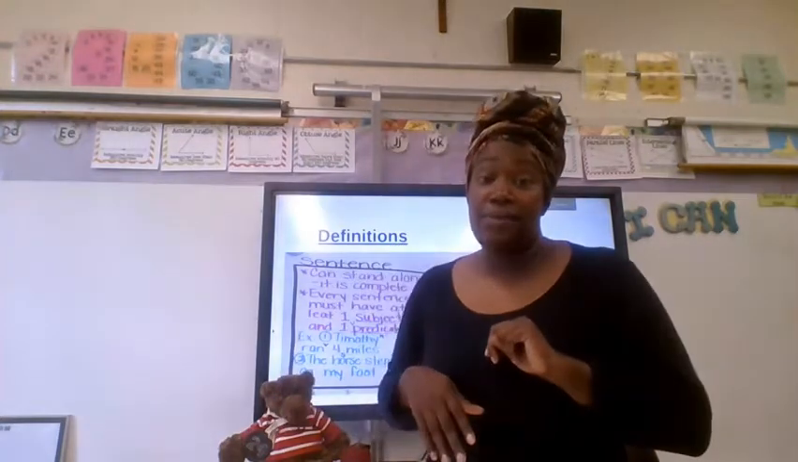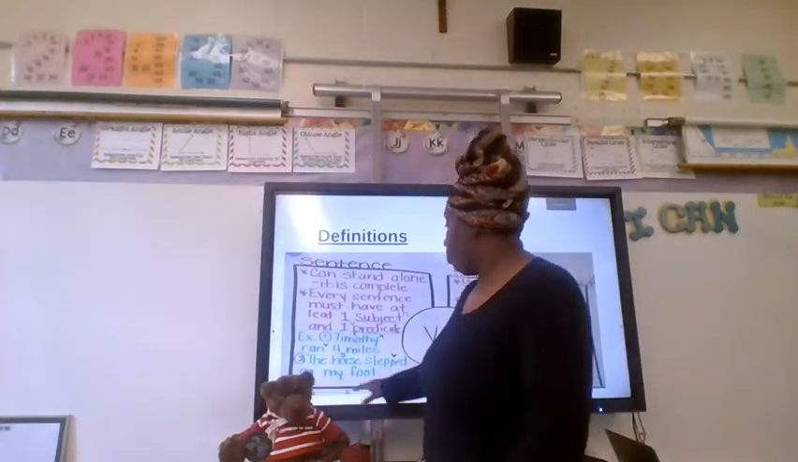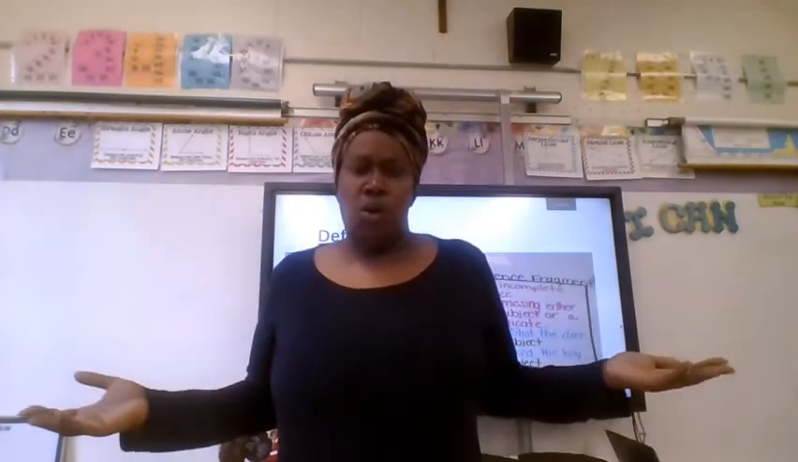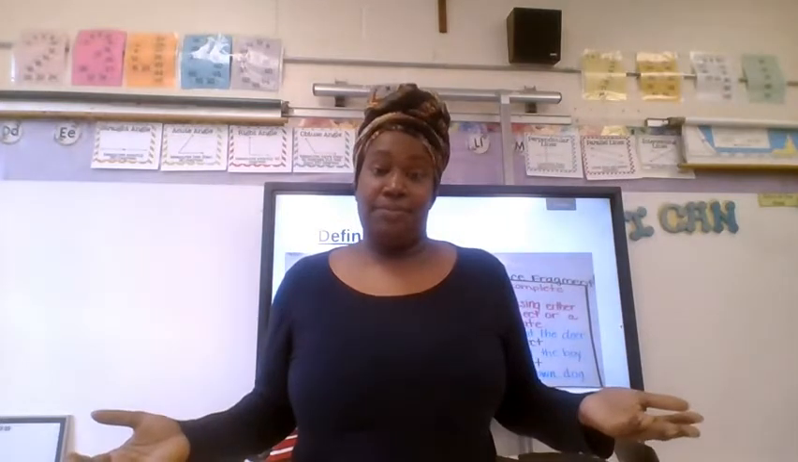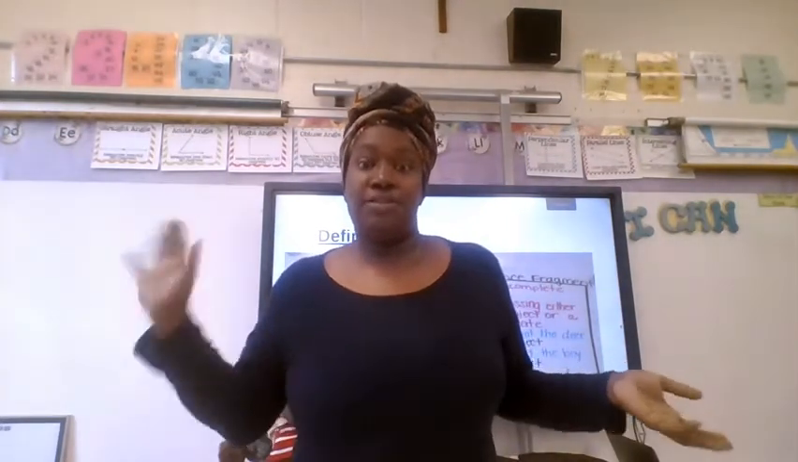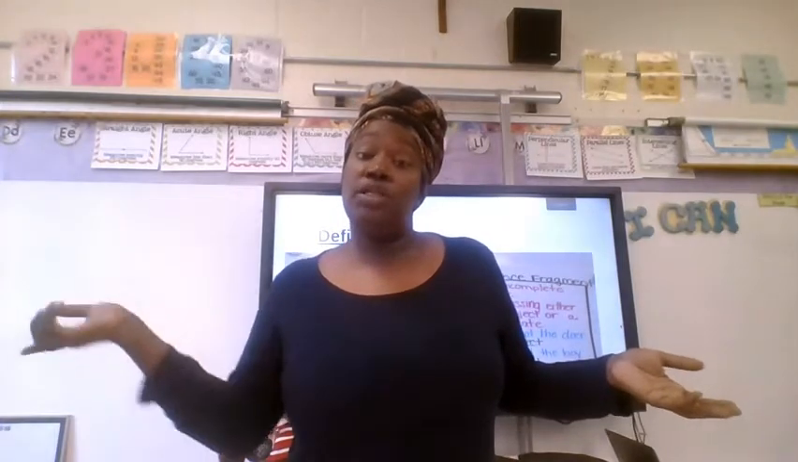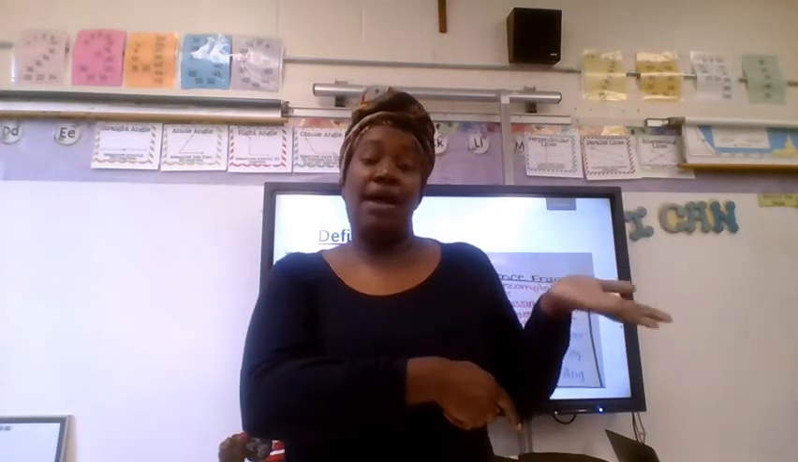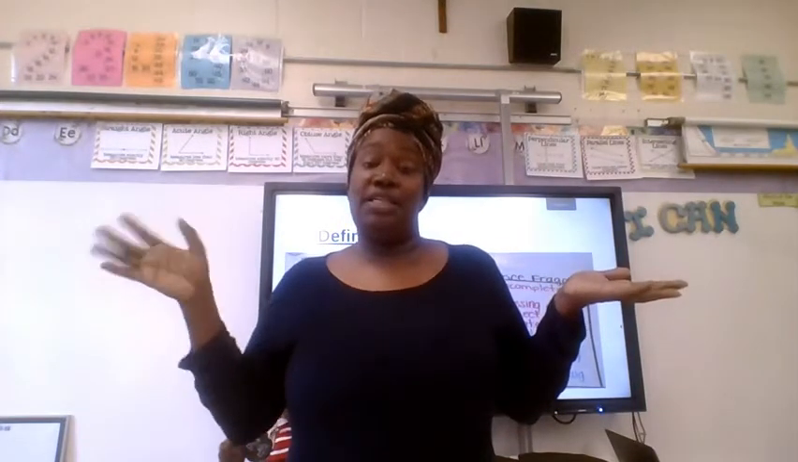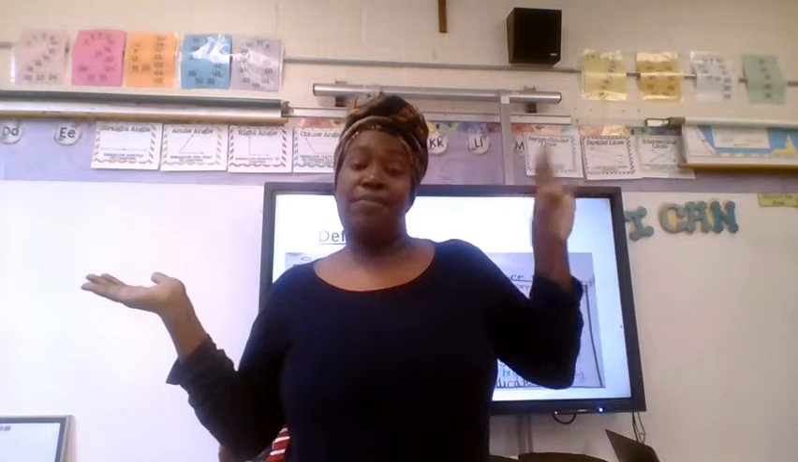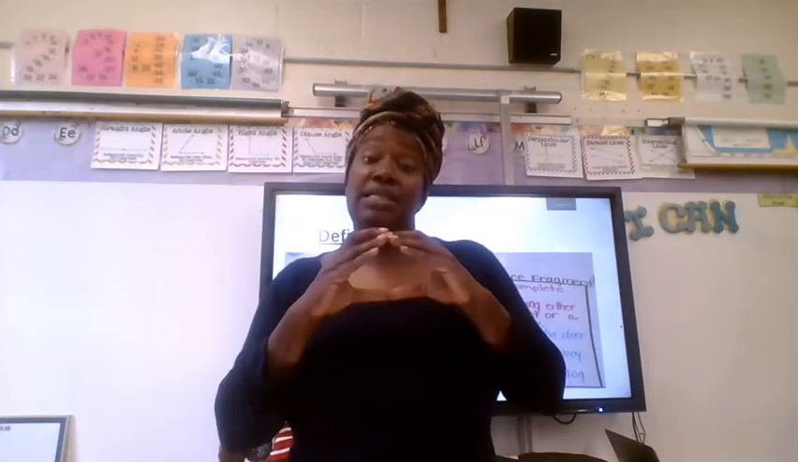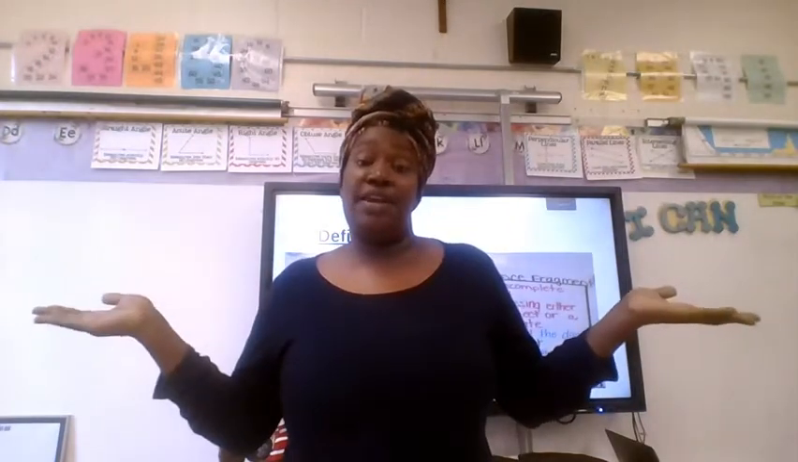Let's look at example number 2. The horse stepped on my foot. Who or what is that sentence about? The horse. What was the horse doing? He stepped on my foot. We have a subject, the horse. We have a predicate, stepped on my foot. We have a complete sentence because both parts are there.